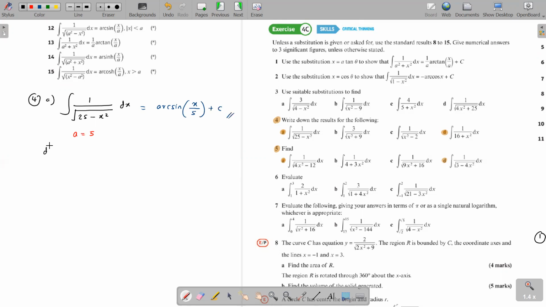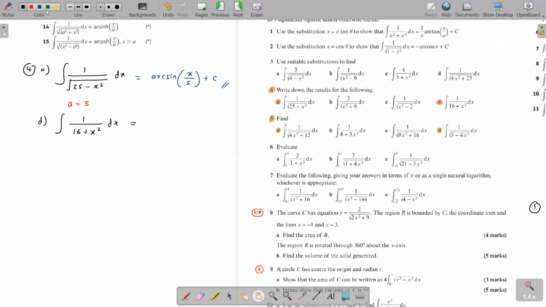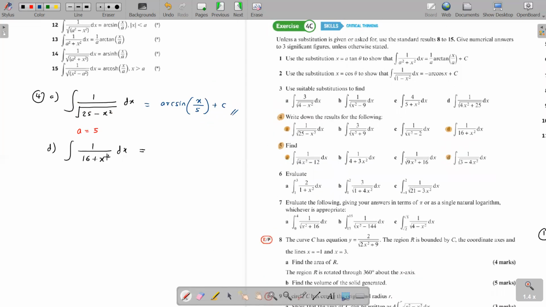Part D, integration of 1 over 16 plus x square. Once again, which rule are we working with? 1 over 16 plus x square means this is rule number 13. In rule number 13, a square is 16, which means a value is 4. So it gives us 1 over 4 arctan of x over 4 plus c. Are you all with me?